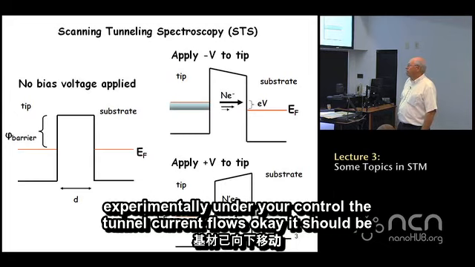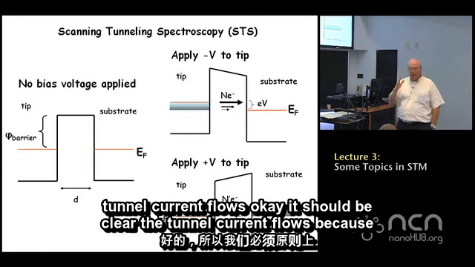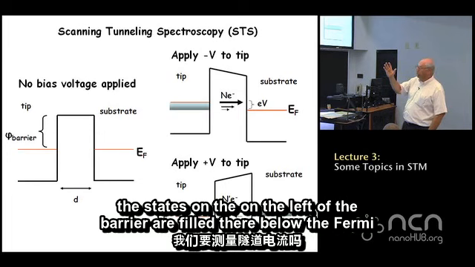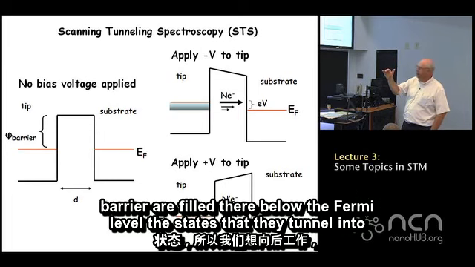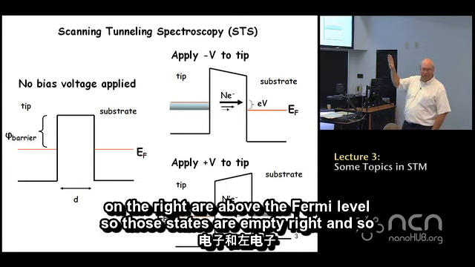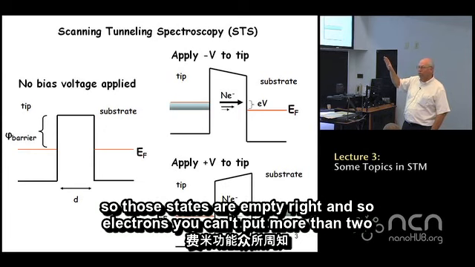The tunnel current flows, okay? It should be clear. The tunnel current flows because the states on the left of the barrier are filled. They're below the Fermi level. The states that they tunnel into on the right are above the Fermi level, so those states are empty, right? And so electrons, you can't put more than 2 electrons in a given state.